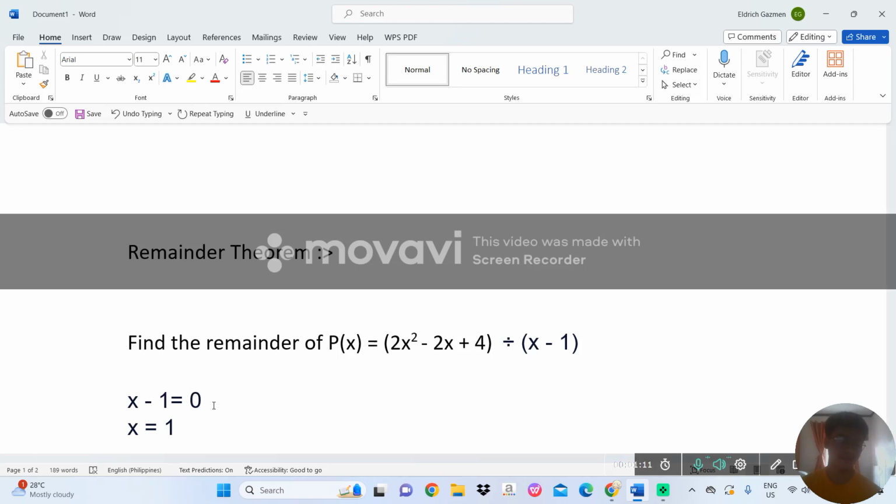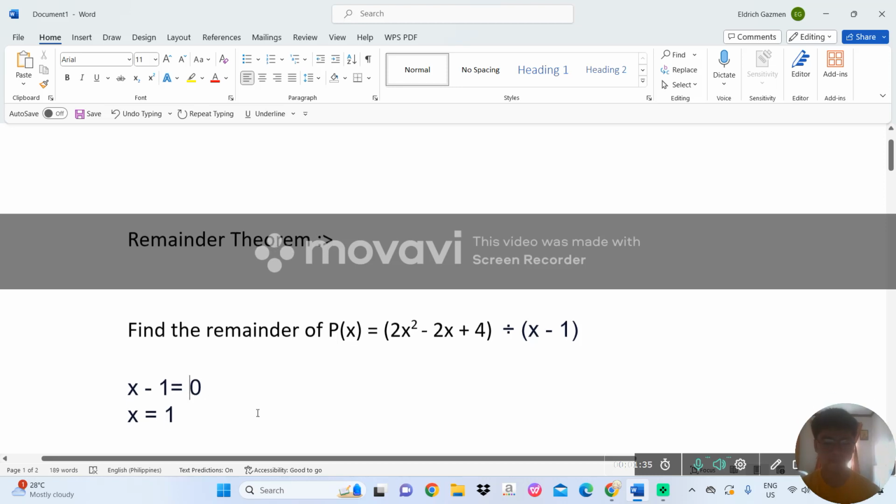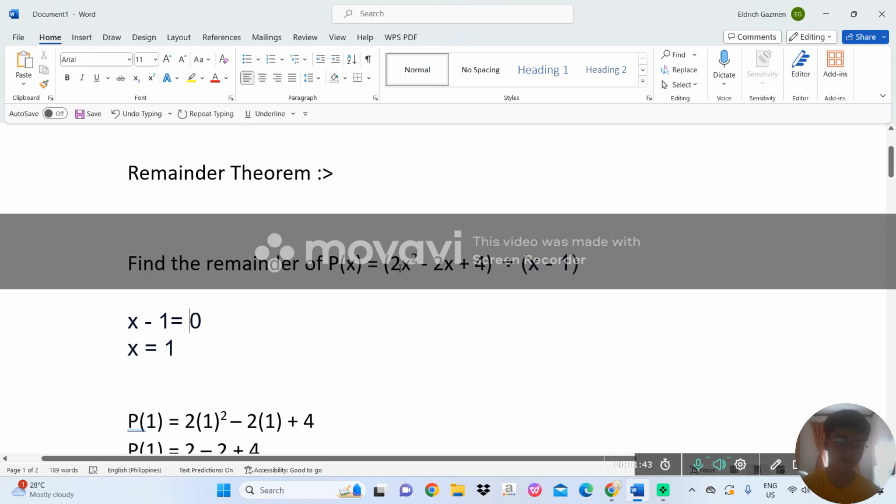Now, you may be asking, why is it 1 and not negative 1? Well, if you transpose a number, it changes its sign. So, from negative, it will turn into positive. If this is a positive and you transpose it here, it will turn into a negative. So, since this is a negative and we transpose the number to the other side, it will turn into a positive. So, we have positive 1. After that, this is our new value. So, we replace all the x you can see here with 1.